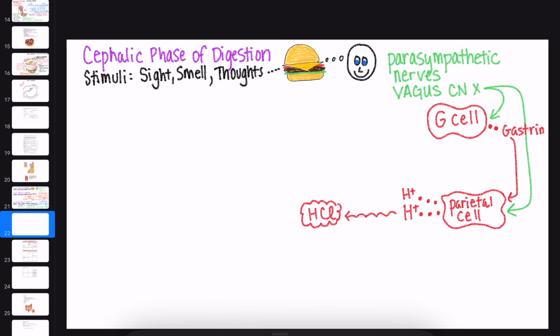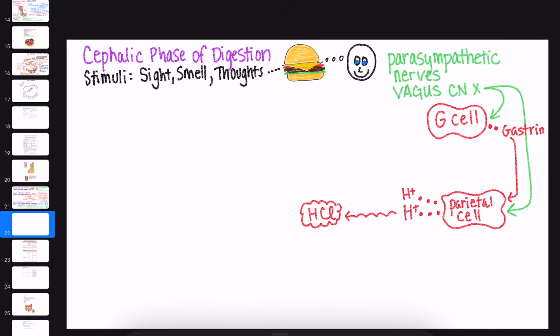This is why just thinking about having a really good meal, if you think you're going to get it and then something happens to delay it, you might actually have a little bit of acid indigestion because your stomach was producing acid in anticipation of that delicious meal.